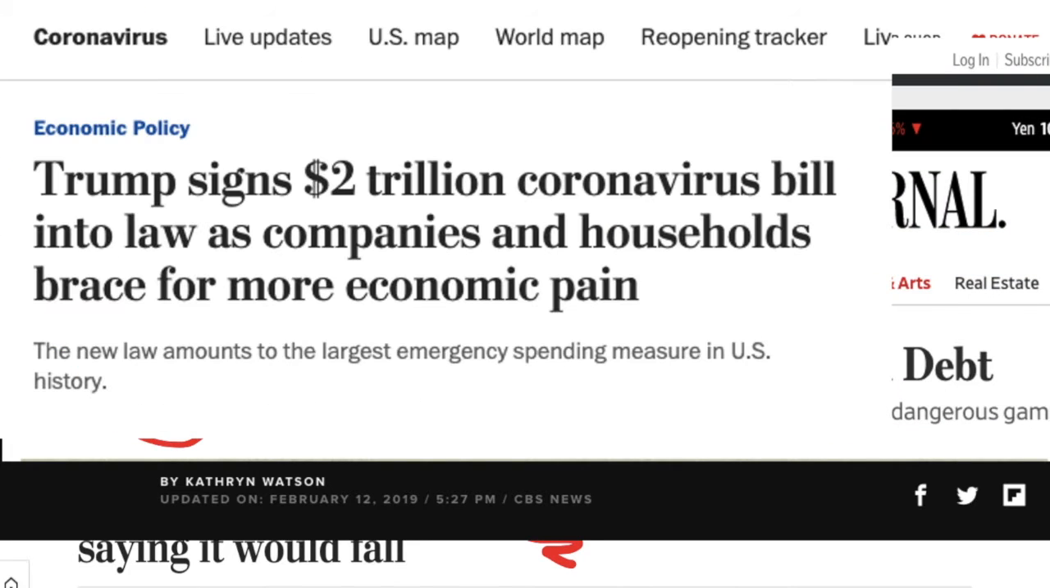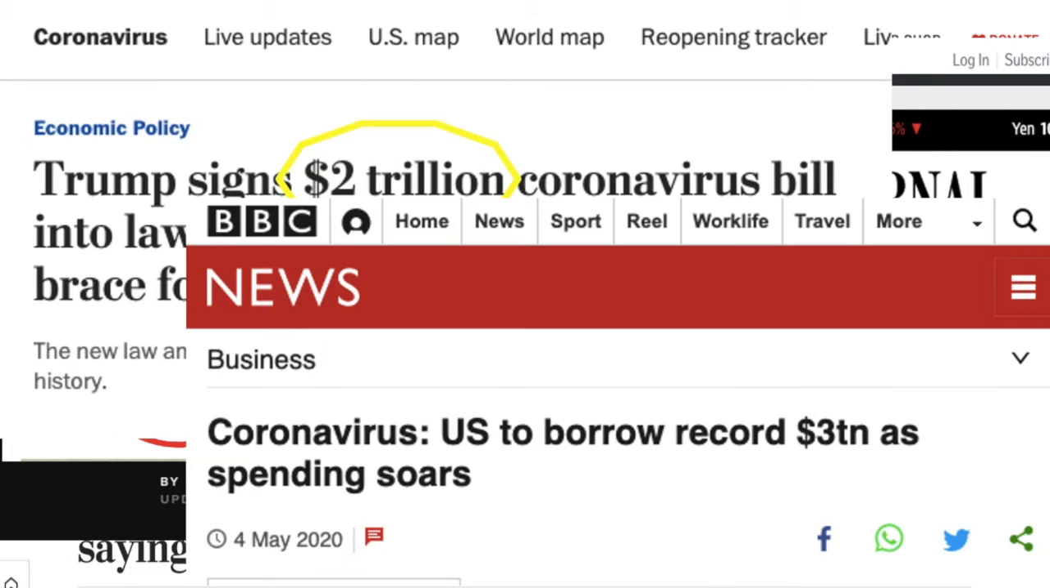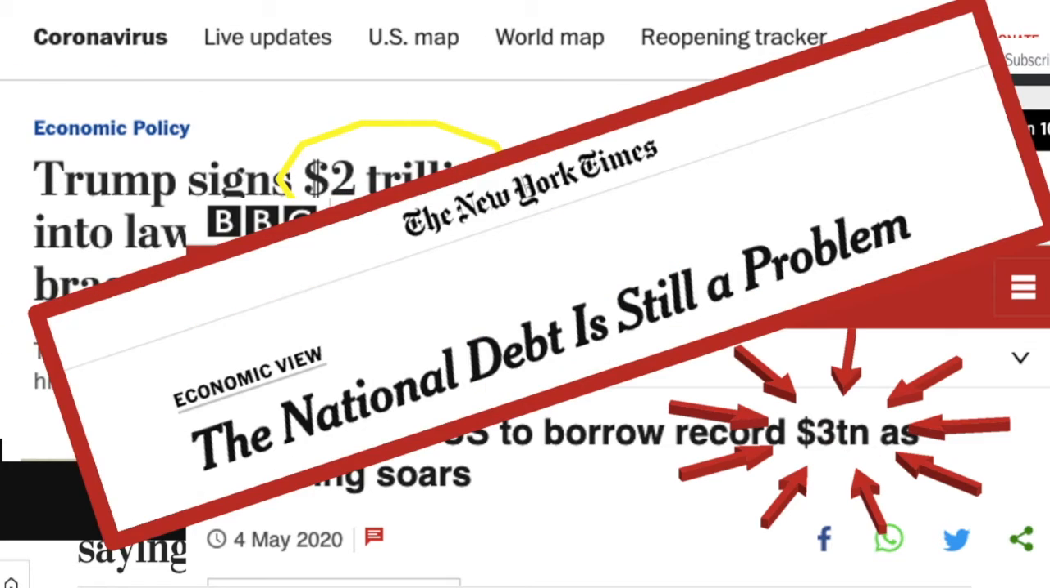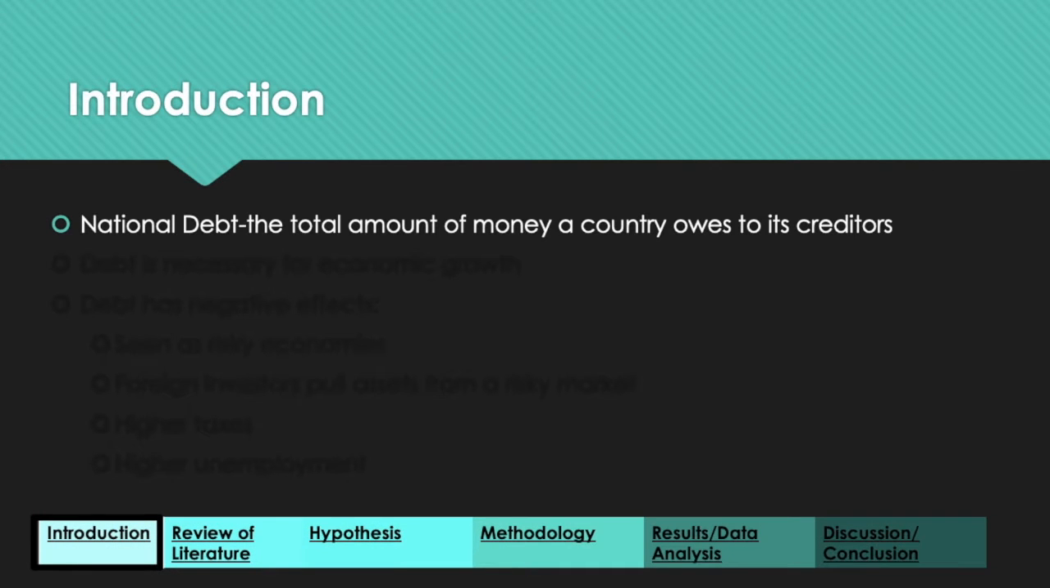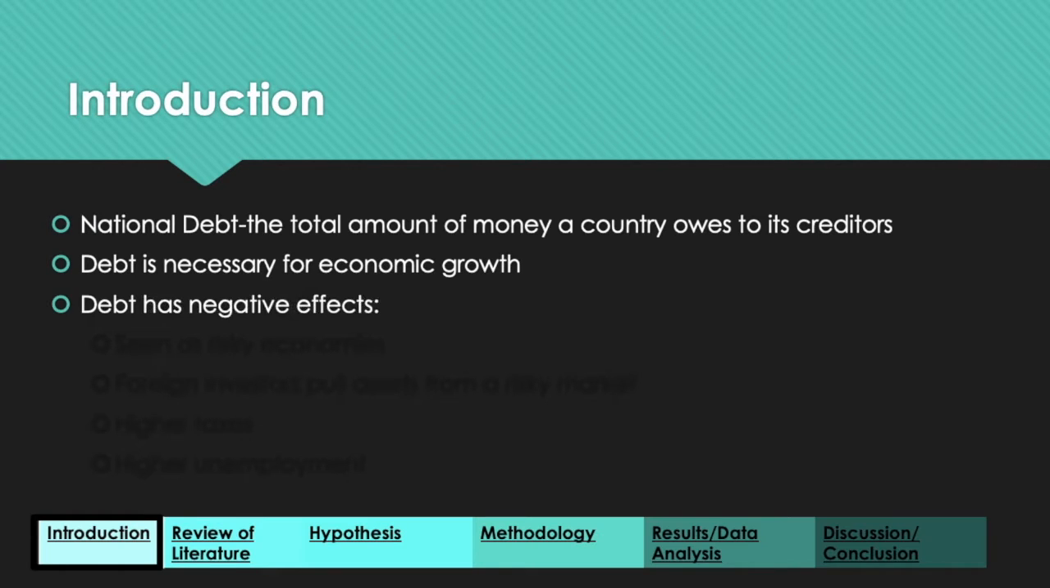Well, we should care now more than ever, given that the government is increasing spending for relief and borrowing upwards of $3 trillion. National debt is the total amount of money a country owes its creditors. It's considered okay and necessary for economic growth as long as the proceeds are used to stimulate the growth of the economy. However, debt does have some negative effects.